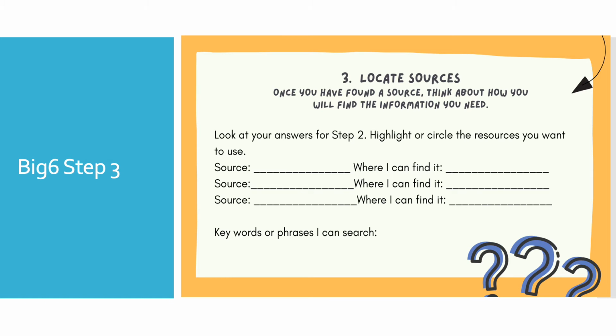Step 3, locate sources. Once you have found a source, think about how you will find the information you need. Look at your answers for step 2. Highlight or circle the resources that you want to use. Think about those questions you have and what information you need. On your handout, write what source you want to use and where you can locate that source. You may also write down keywords or phrases that you can use to search.